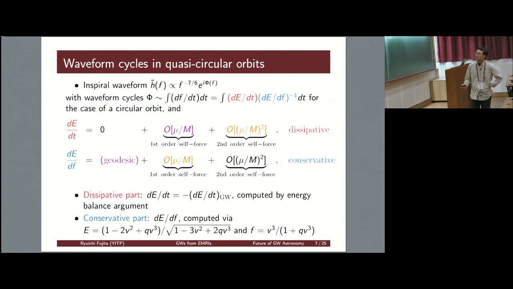So this magenta part is the dominant part, and the next correction is the orange part. The first order conservative self-force is the next term which should be considered, and next the second order dissipative self-force should also be considered. First, we focus on this dominant part, the first order dissipative self-force.